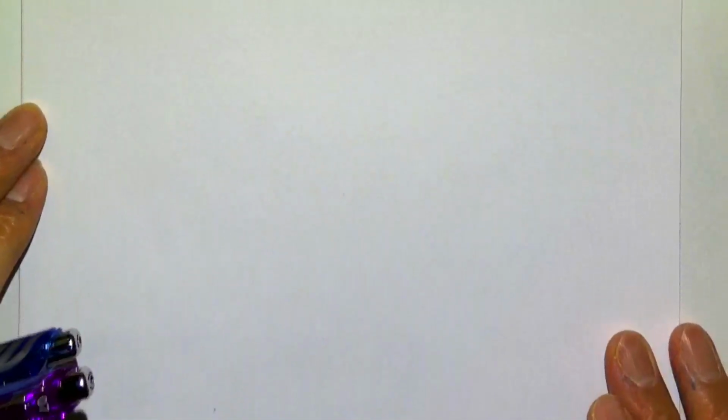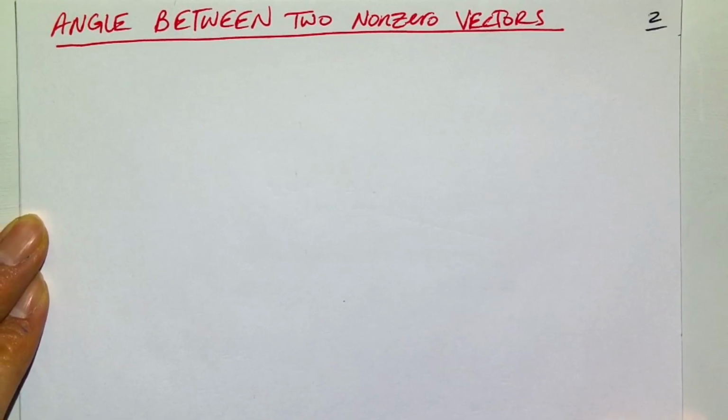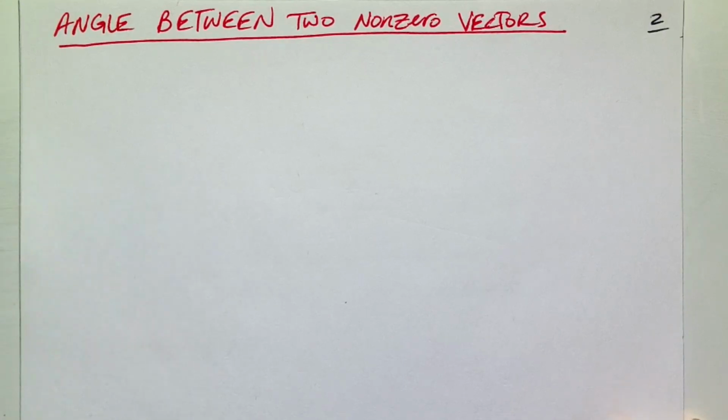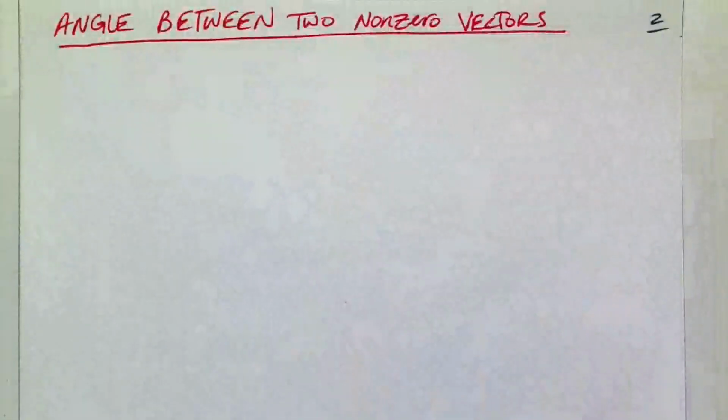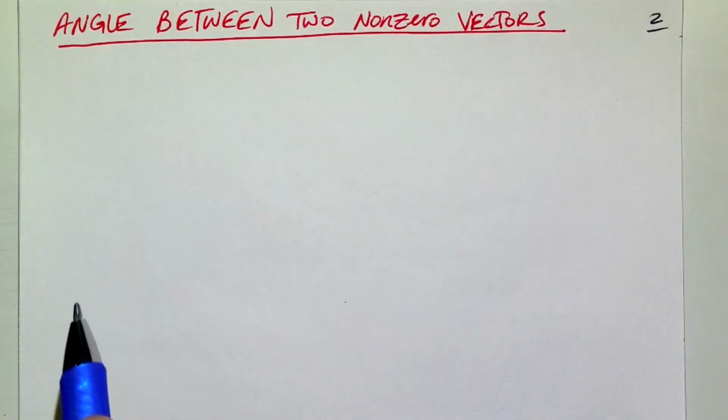All right, so now, next then, we talk about the crux of, or the main reason why we discuss dot products. It's because we're interested in knowing the angle between two vectors. So once we have the dot product, then there's a formula which we can use to find the angle between two vectors.